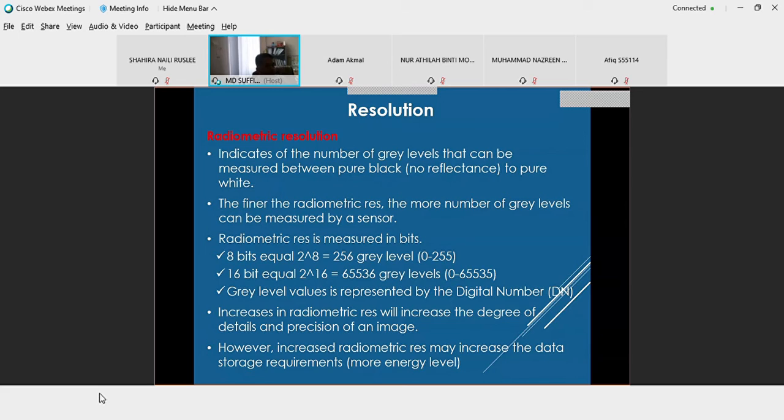So gray level value ni kadang-kadang kita dikenali sebagai digital counts, ataupun kadang-kadang dikenali sebagai digital number. So gray level, dia tak bergantung kepada reflectant. So reflectant tu dah bentuk binary, dia convert into number, dan dia pecahkan kepada gray level, digital number, ataupun kita panggil sebagai digital count. So increases in radiometric resolution, kalau you pakai bit yang lebih besar, bermaksud bahawa dia punya data dia lebih besar, so dia perlu simpan lebih banyak data.